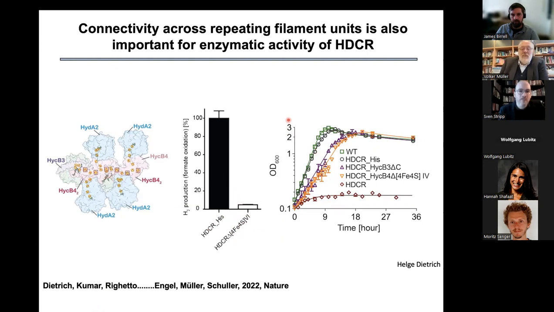And here you see the advantage that we have in our system, because we can do these genetics in the host. You see that the mutant cell where the HDCR is completely deleted does no longer grow. But in this mutant version, growth rate is slower, but cells actually grow.